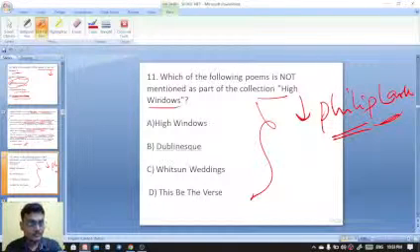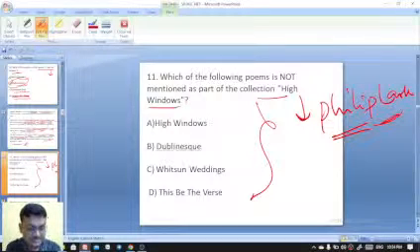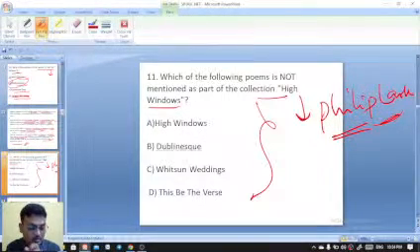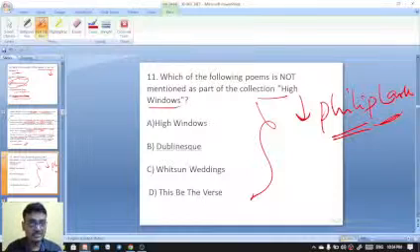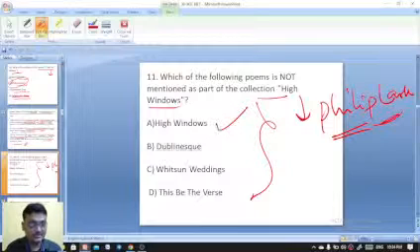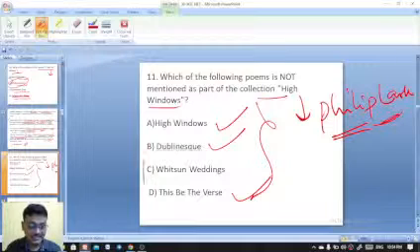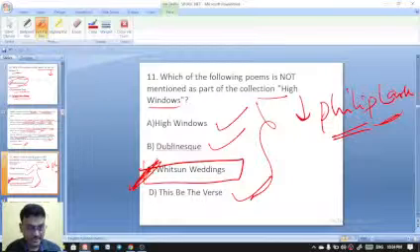So, this is a poetry collection called High Windows, and Philip Larkin is famously known for his two poetry collections. One is High Windows, another one is Whitsun Weddings. In High Windows, there are poems like High Windows, Dublinesque, and This Be the Verse. Whereas Whitsun Weddings is another poetry collection. So which is not? C is the right answer here.